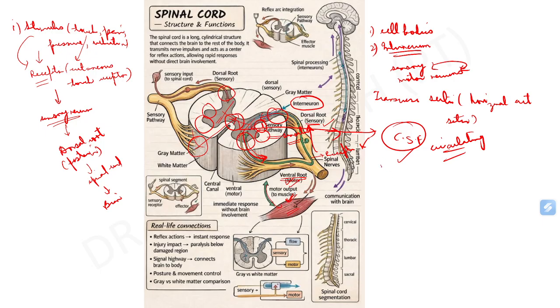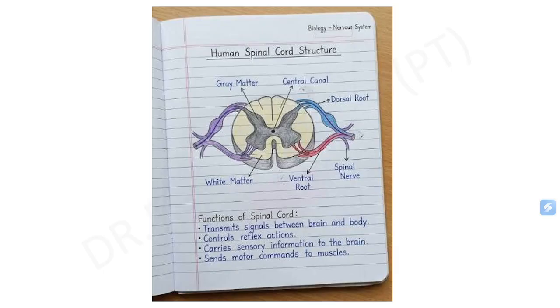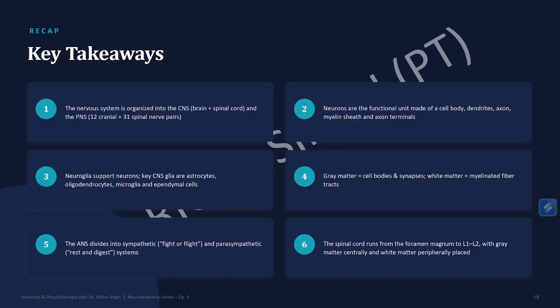This particular CSF is a fluid. It provides nourishment and protection to nervous tissue. So, this is a diagram that will help you to draw. It's a simplified form of the diagram of the spinal cord. You can draw it this way in your exams.